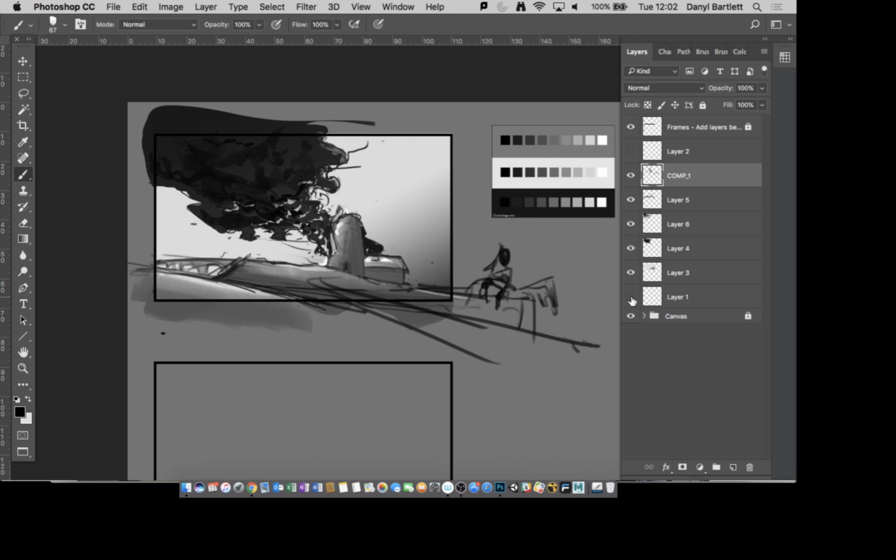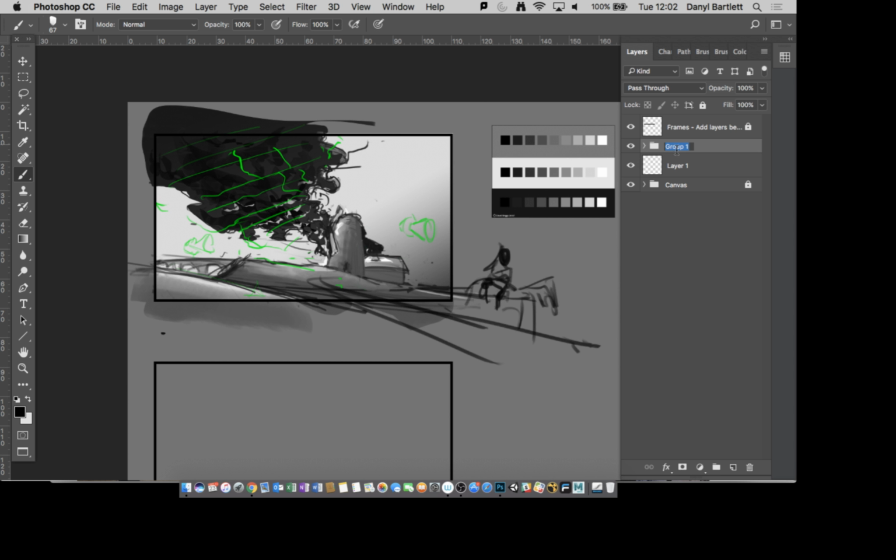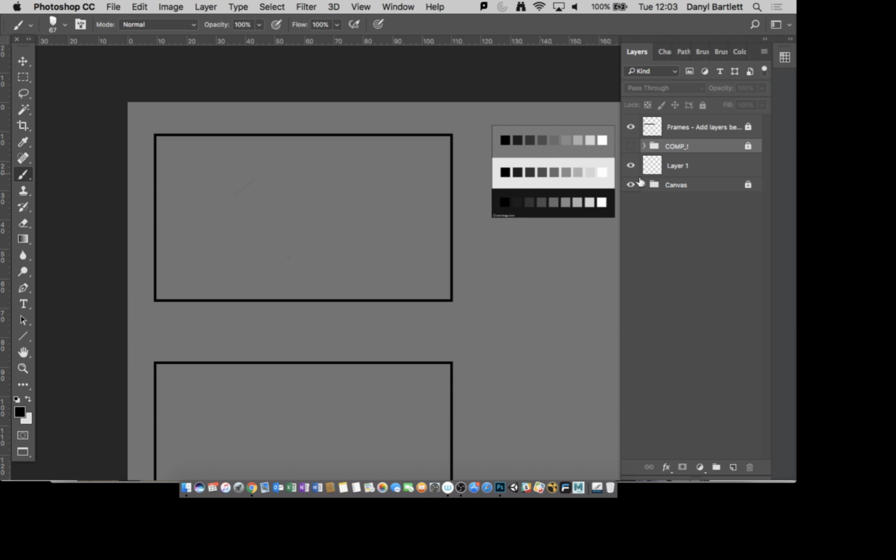So the first thing I'm going to do is take all of the layers that I've just worked on, even my guide layer, everything, and place it into a folder. I'm just going to call that comp 1, or comp exclamation mark. And so that I don't accidentally wreck that, I've locked it, sealed it away, and then create a new layer to work from.